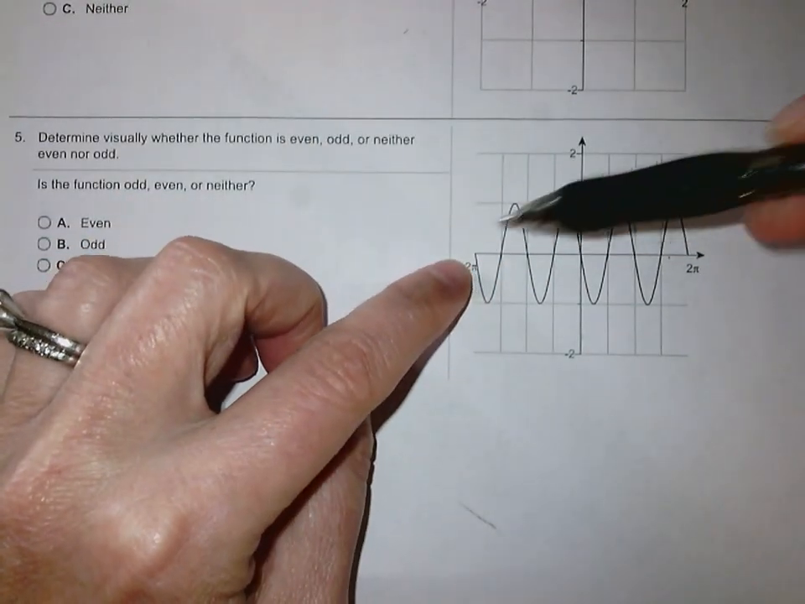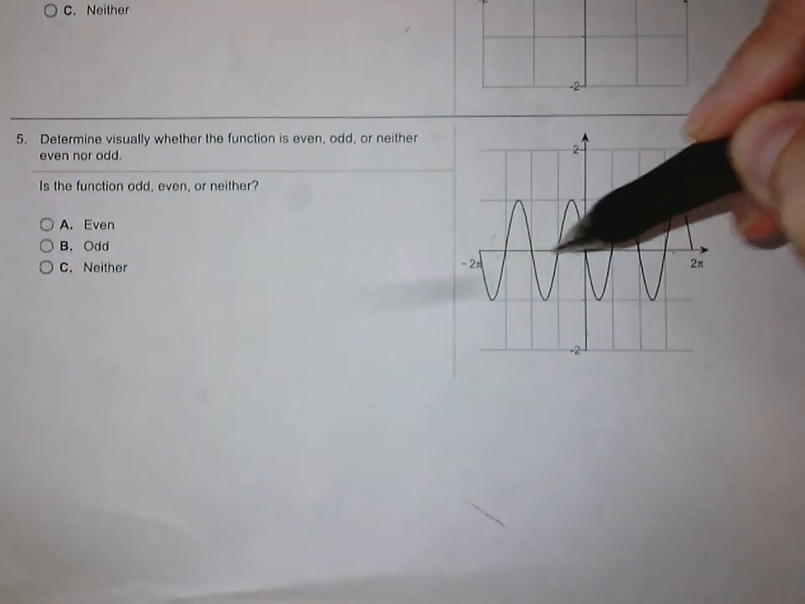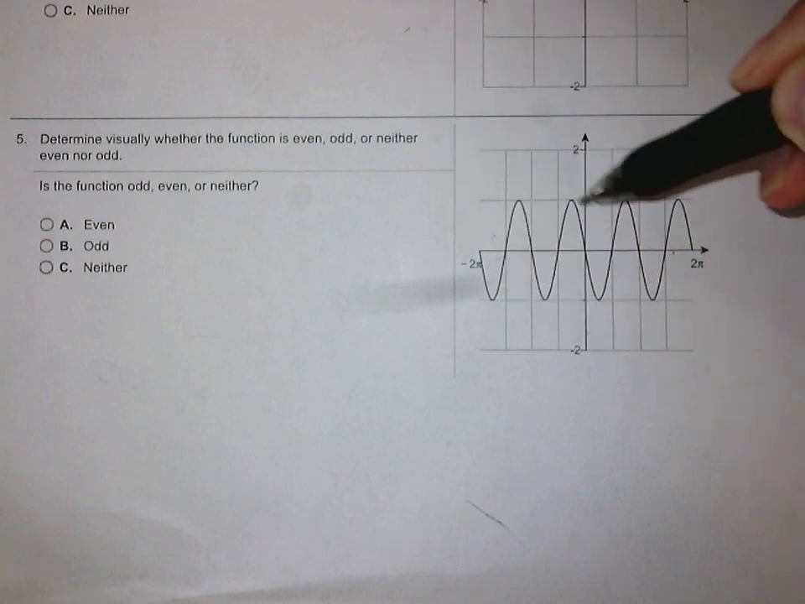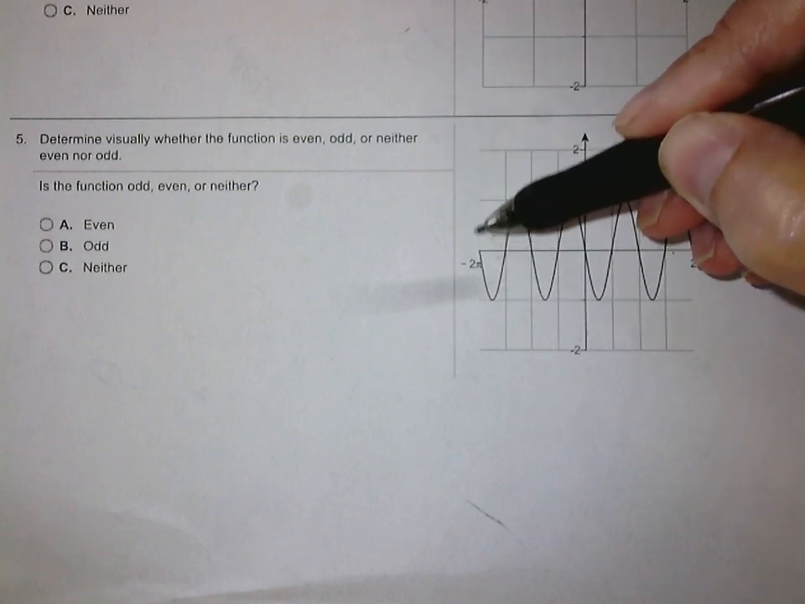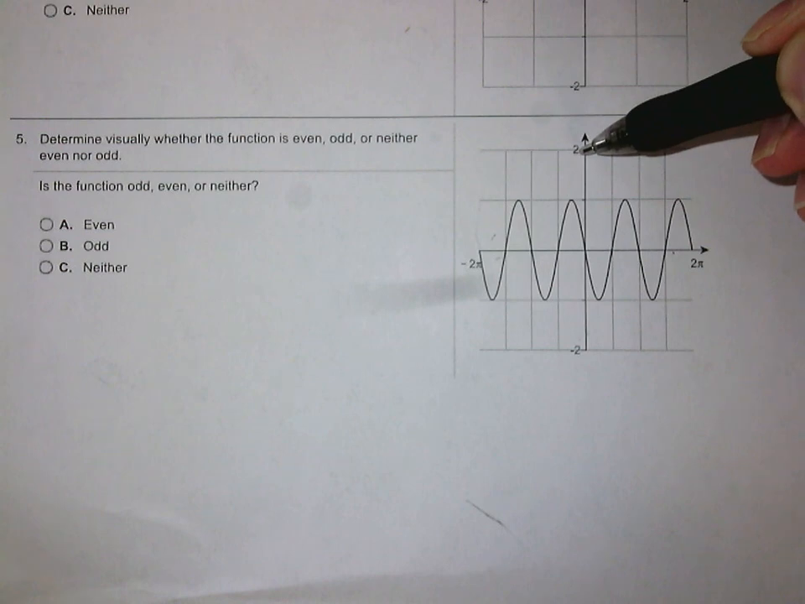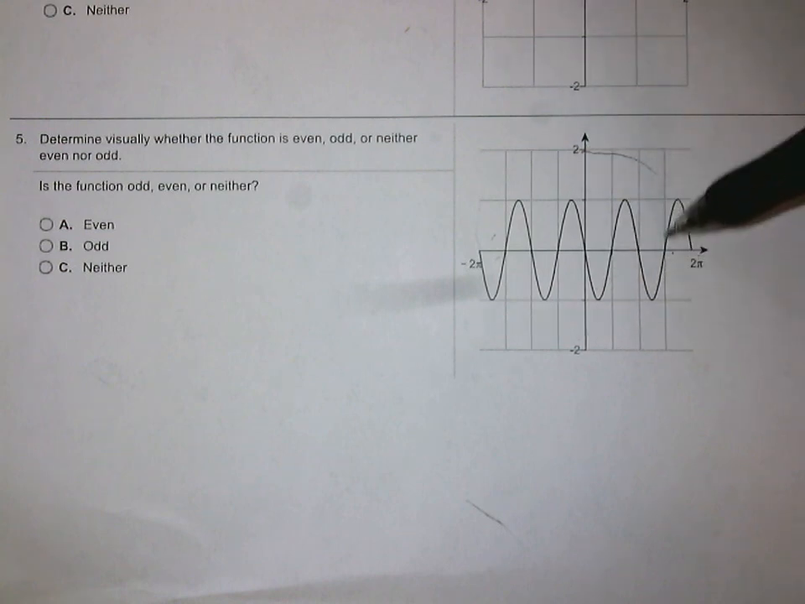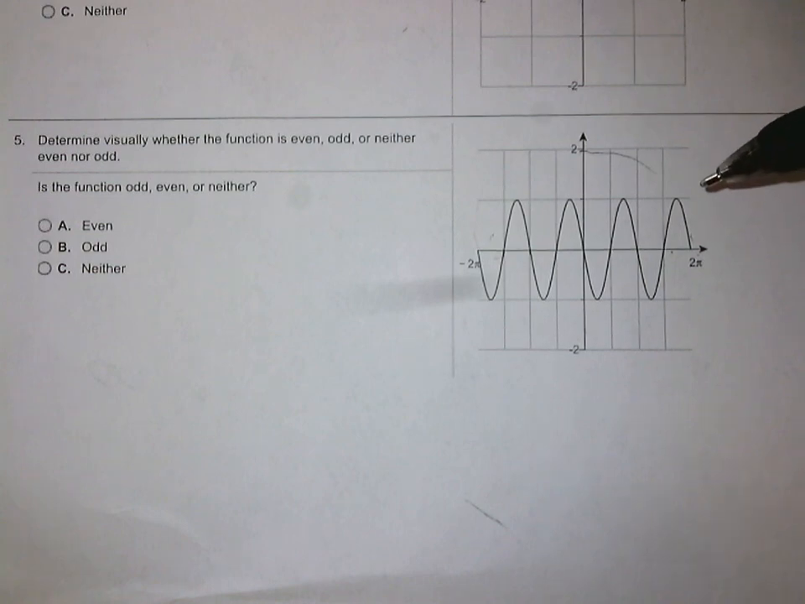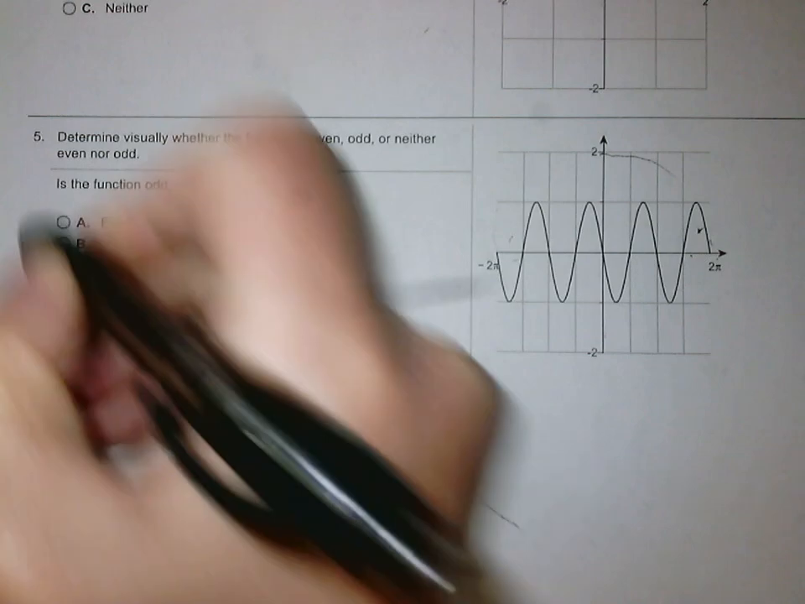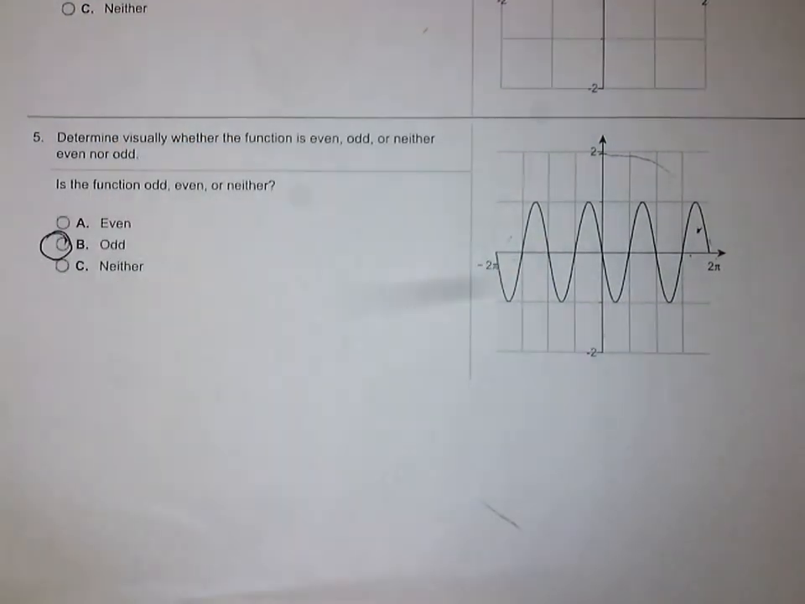Or in other words, if I rotated this side of the graph, this part right here, 180 degrees, which means here and then here, it would actually lie on top of this side of the graph, which means it is symmetrical to the origin, which means it is an odd function.